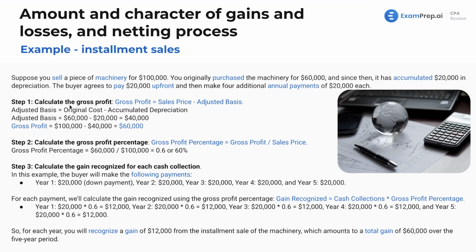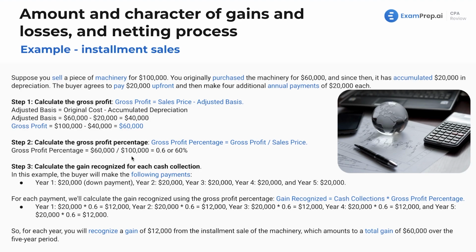Let's follow our steps that we saw on the previous slide. First, we want to calculate the gross profit, which, make sure you have that formula memorized. Your gross profit here is going to be, well, just what are you getting versus what are you giving up? You're getting $100,000. You're getting 20 up front, and then 4 years of 20,000. So you're getting 100 in total, and you're giving up value of 40. So you're having total gross profit of 60. Next up, what's your gross profit percentage? Again, just memorize the formula there.